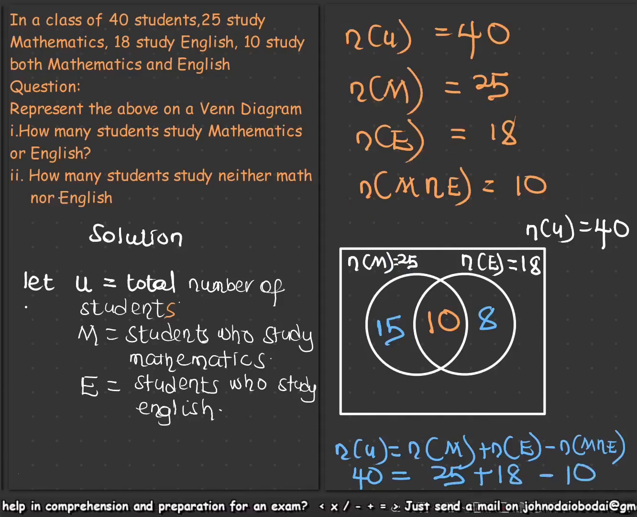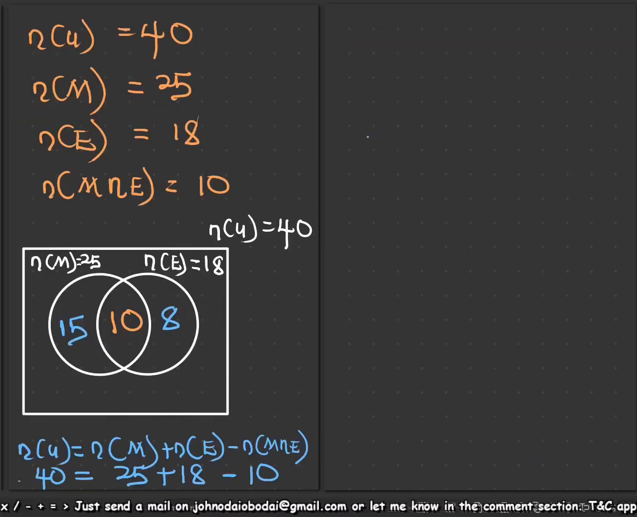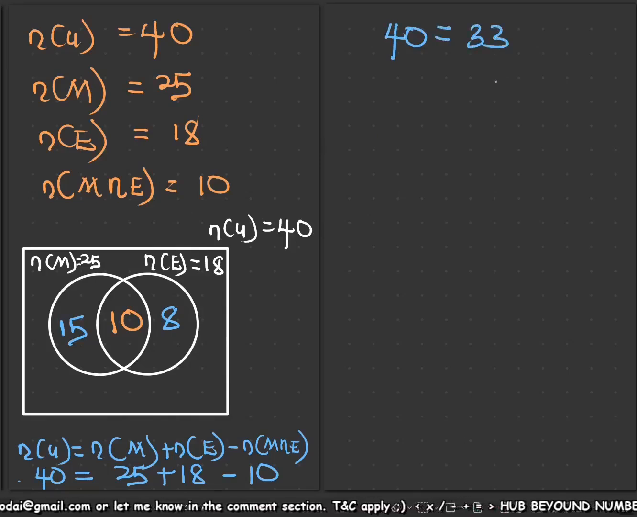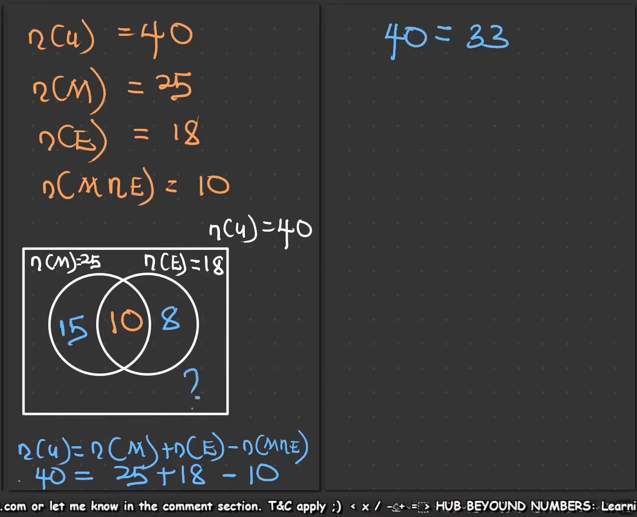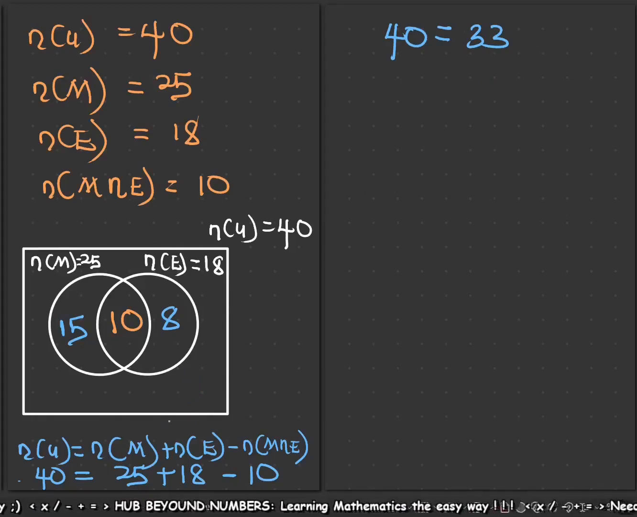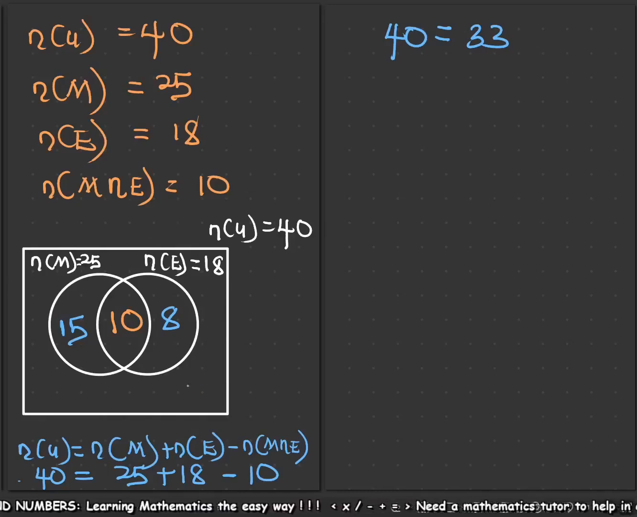Now you have to test and see if this is true. Now if we are to add, we are going to get 40 is equal to what? 33. And this is not true. So that is telling us that there is something over here. You see, there is an element over here that has to be the complement. So there are some students that are not reading maths nor English. They are not studying maths and English. So that should tell us that we need a complement.